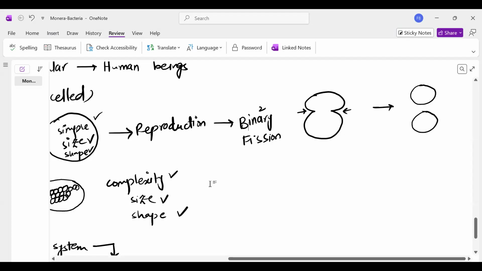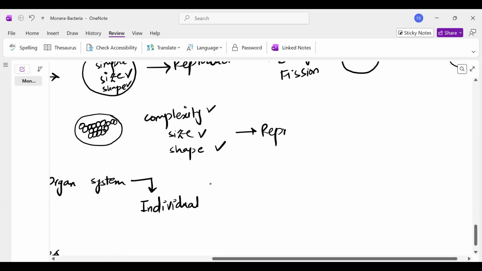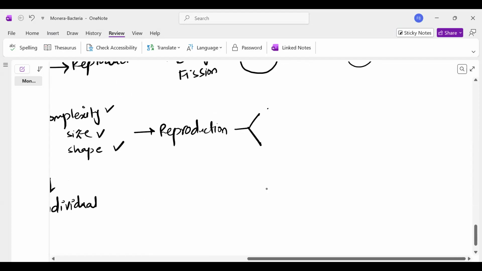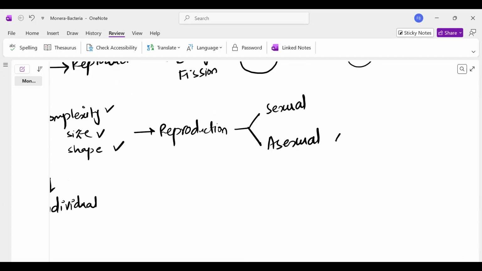But when we talk about the multicellular organism, when we talk about the reproduction in them, you have basically two types of reproduction: the sexual reproduction as well as the asexual reproduction. Okay, you know the difference between these two? What is the difference of sexual reproduction and asexual reproduction in the multicellular organisms?